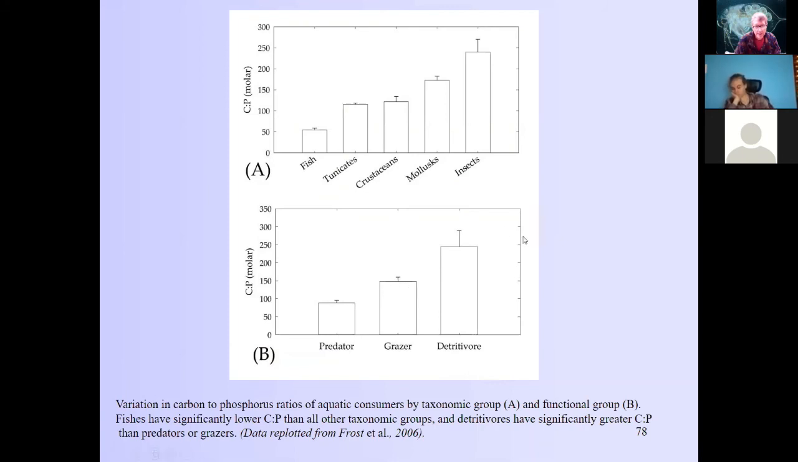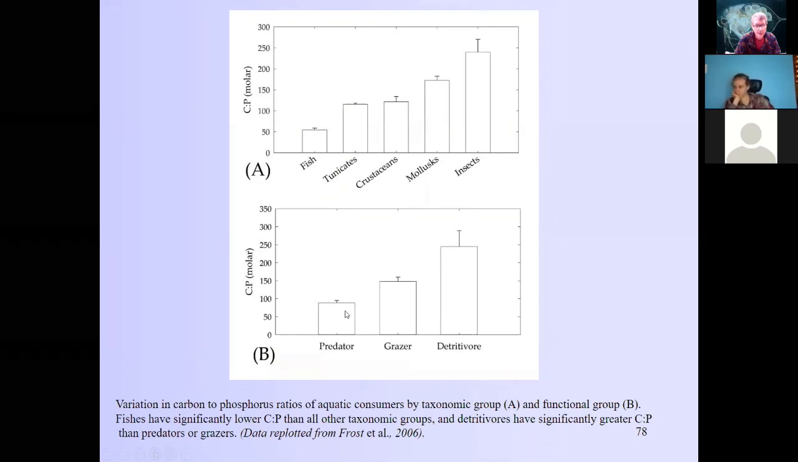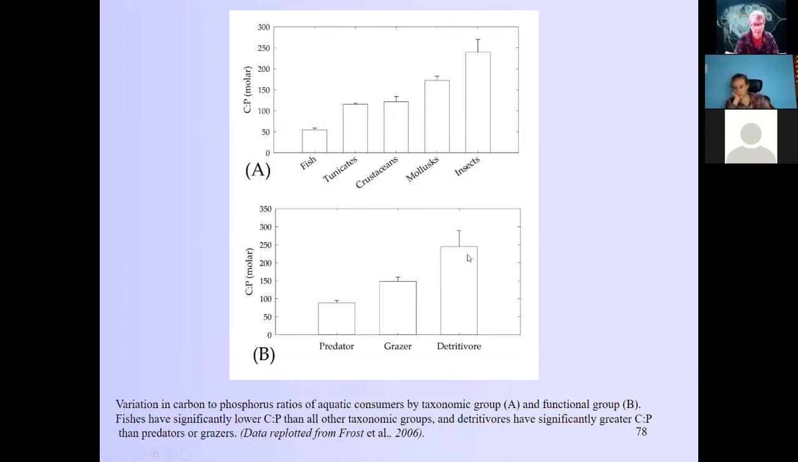So one of the things that happens is that these predators are getting relatively phosphorus-rich food, right? Because they're eating other animals, and other animals tend to be phosphorus-rich relative to, say, algae or something like that. So they can get more phosphorus in their diet. Things that can make it on detritus are just eating leaves and stuff, and it's pretty nutrient poor stuff, right? There's a lot of carbon in it. So they're closely matched to their food, so they have a higher carbon to phosphorus ratio.